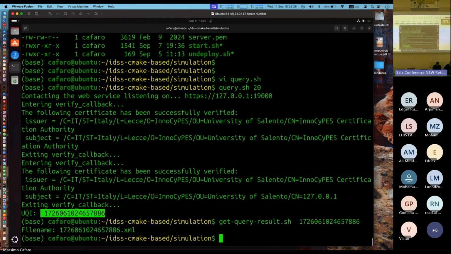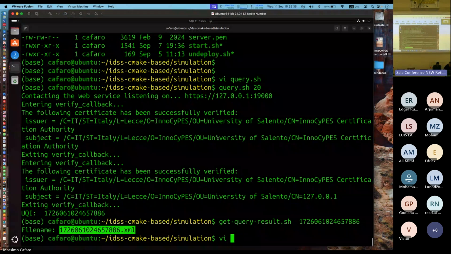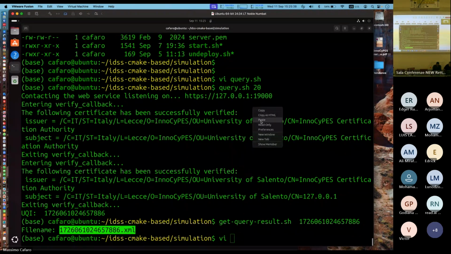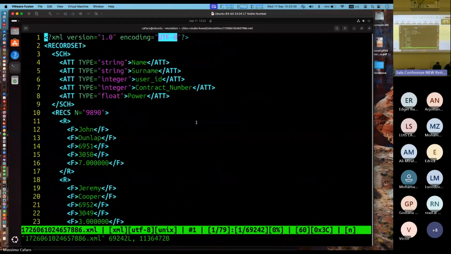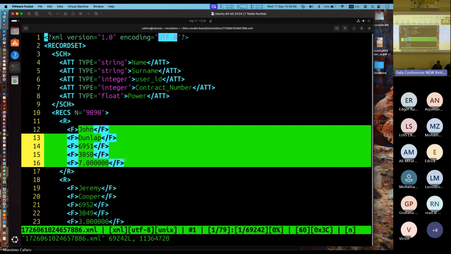Okay, so here we get back the results and we can actually see the results. As you can see, we got back this record set. Every record is made of 2 strings, 2 integers, and 1 float. And we have retrieved, as I told you, about 10,000 records from the 1,000 distributed server instances of the InnoCyPES distributed storage service. And you can see here all of the records.